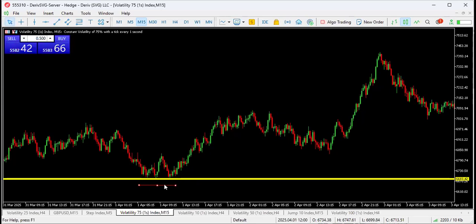So what do you do? You put your stop loss below. So your stop loss is not much. Then look at the movement. Market goes all the way up. Your take profit could be the next zone.